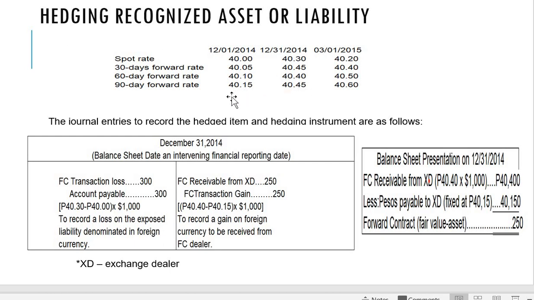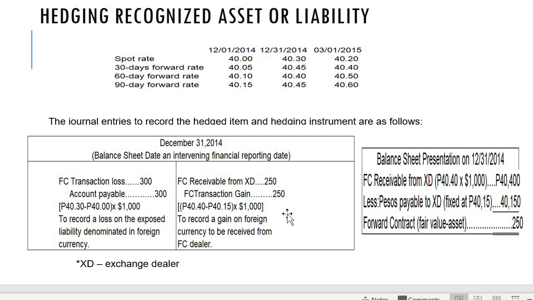Okay? So, we have 40.15 and 40.4. Since it increased, that means gain, diba? We increased by 0.25 times 1,000, the number of foreign currency. So, we have foreign currency receivable from exchange dealer at 250 debit, and foreign currency transaction gain of 250 credit. Take note that we have a receivable and then it increased. So, we have a gain.